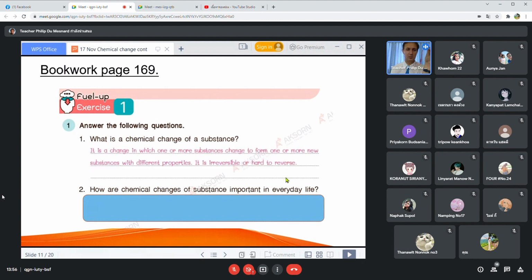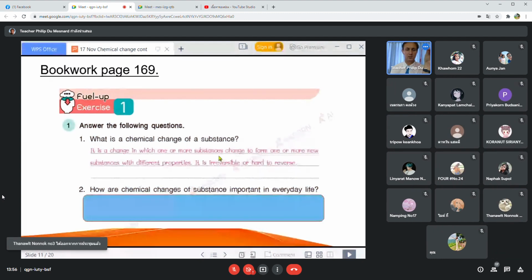Okay, it's a change where something new is formed, a new substance. It has different properties. And also it is irreversible. Irreversible means you can't take it back. Like, you know, after you cook the egg, you can't get a chicken anymore. It's never going to make a chicken now because the egg is cooked. So it's irreversible. It means you cannot take it back. You cannot change it. Okay, I'll give you a second to write, class. Please write.